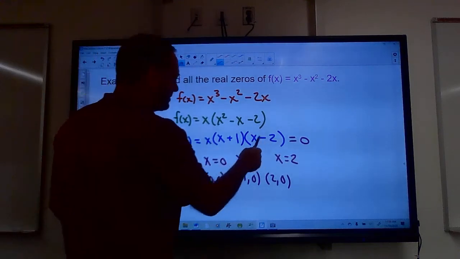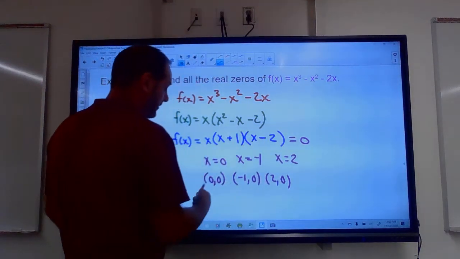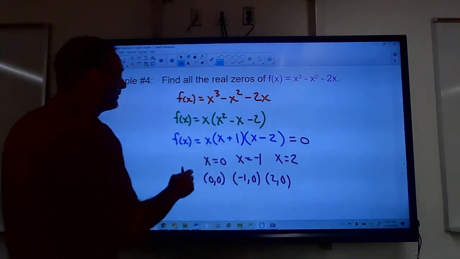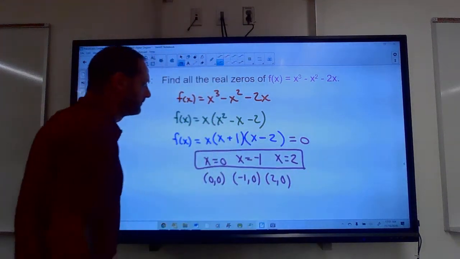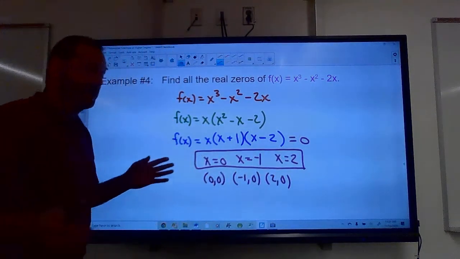Here are my factors. Here are my zeros. These, I guess we'd call the x-intercepts. Those are all the same thing. This is what I'd be looking for as an answer. Notice it's degree 3. It has 3 zeros. I know I have them all.